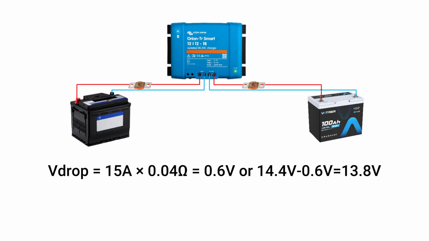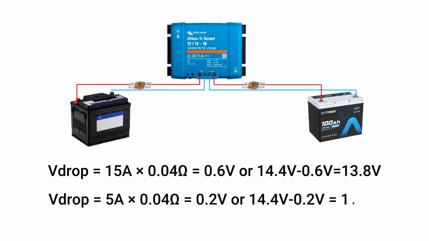But later, when the current tapers down, when the battery is getting almost full, we have for example 5 amps and the same resistance, and now we have a 0.2 volt voltage drop. So now the battery is getting charged to 14.2 volts. And if we lower the current even more, it will reach 14.4 volts or 100% charge state. So yes, early on you will see a reduced voltage at the battery terminals. But as the battery approaches 100%, the current and voltage drop reduces.